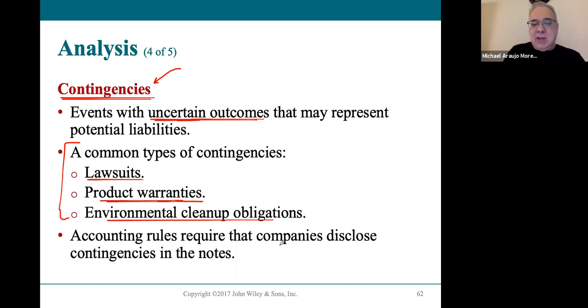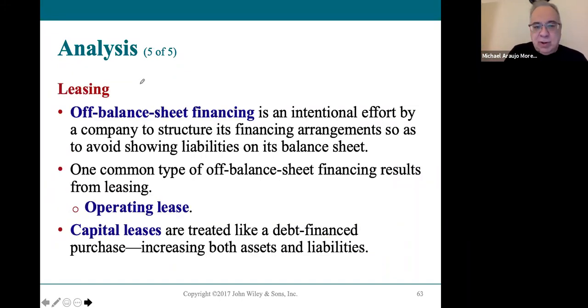Okay. And so companies are required to disclose these contingencies in their notes to financial statements because they don't know whether it's going to be a liability or not yet, but it might be. They don't know. So they have to basically say so. So that's important to know.